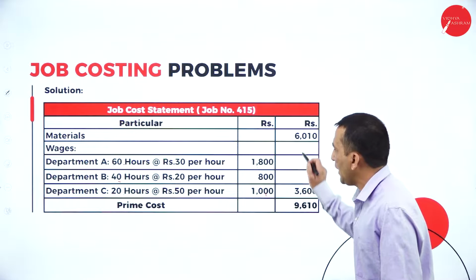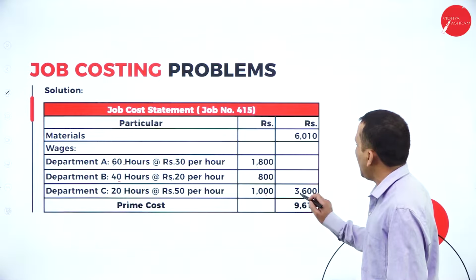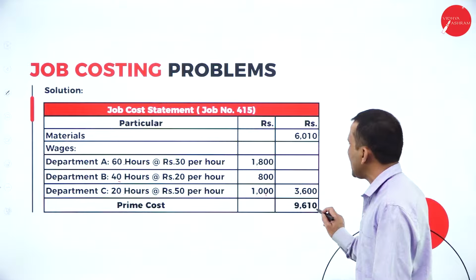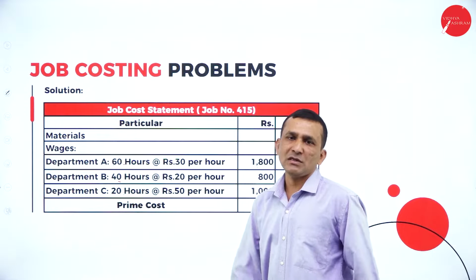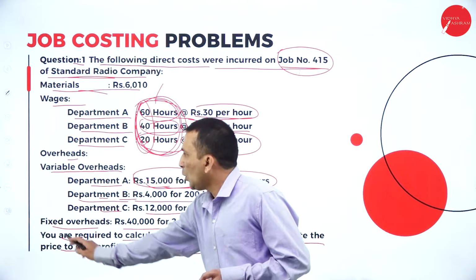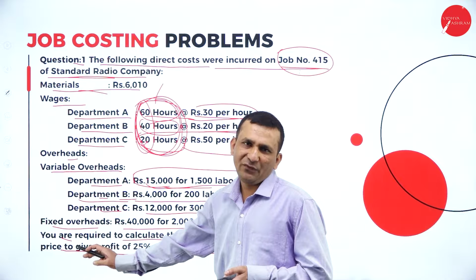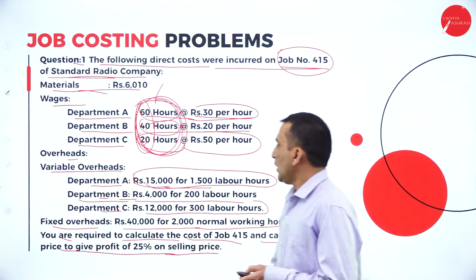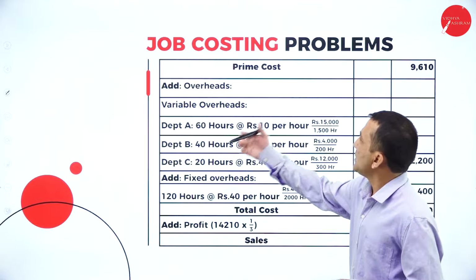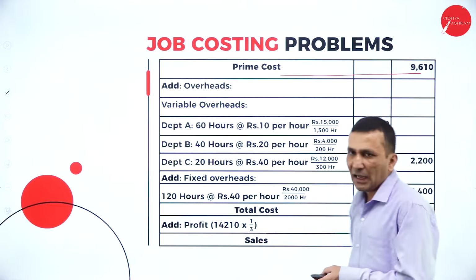What we are doing? We are adding the wages to the material. 6,010 plus 3,600, total you are getting 9,610, which is nothing but your prime cost. Once you got the prime cost, next we are trying to go for overheads. There are 2 types of overheads: variable overheads and fixed overheads. Just for your understanding, I am writing the prime cost, the same 9,610 that was calculated.